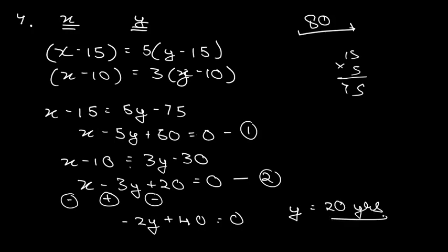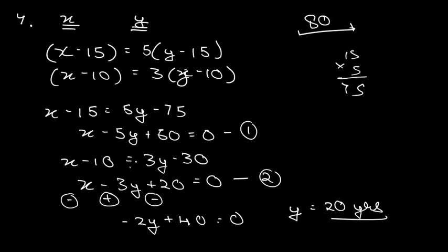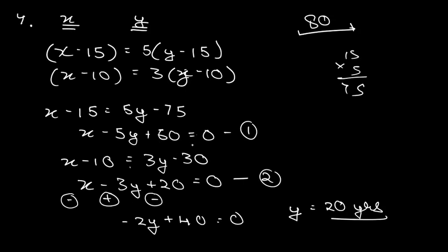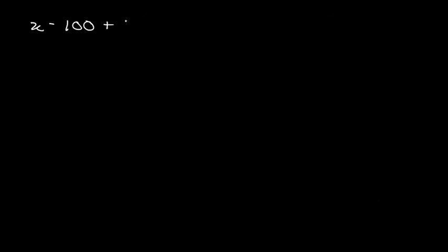Similarly, we can easily find the value of x. When we have the value of y, we can just substitute it into any of the equations. I am substituting it in equation number 1: x minus 5y, so 5 into 20 is 100. x minus 100 plus 60 equals 0. We are getting the value of x as 40.